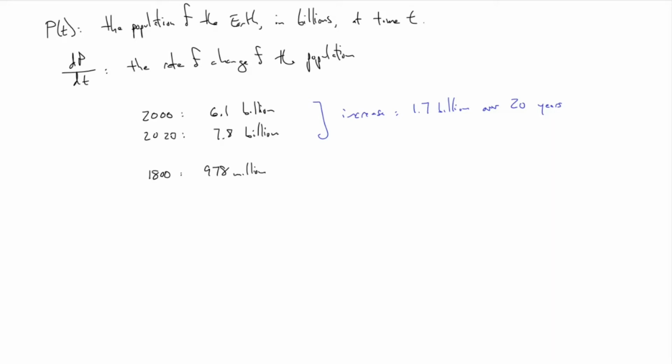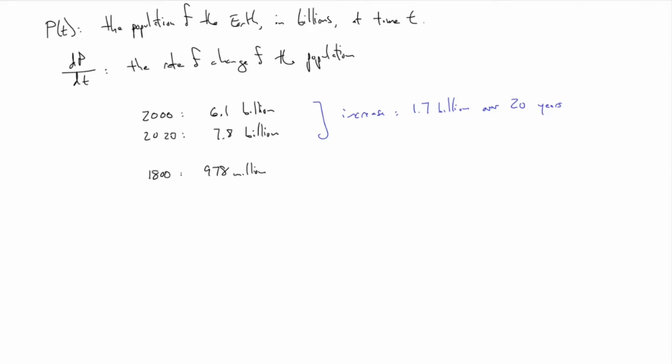Would you expect there to be 1.7 billion people more than that in the year 1820? And I hope your answer was no. An increase of 1.7 billion people when you're starting with less than a billion people would be quite shocking compared to an increase of 1.7 billion people when you're starting with just over 6 billion people.